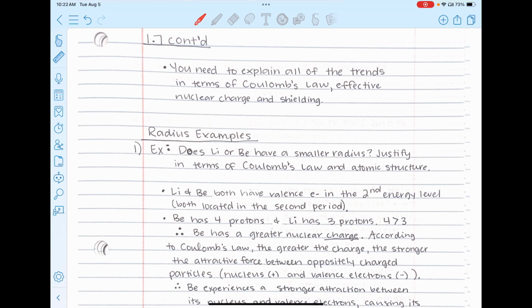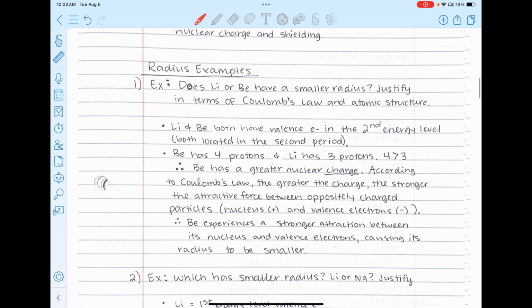So first things first, first example with radius. Does lithium or beryllium have a smaller radius? Justify in terms of Coulomb's law and atomic structure. Well, we can look at the trend since we're dealing with radius. We know it increases left and it increases down. Lithium and beryllium are right next to each other. So based on the trend, we know that lithium should be a larger atom as compared to beryllium. Okay, so it should have a larger radius. Beryllium should have a smaller radius.